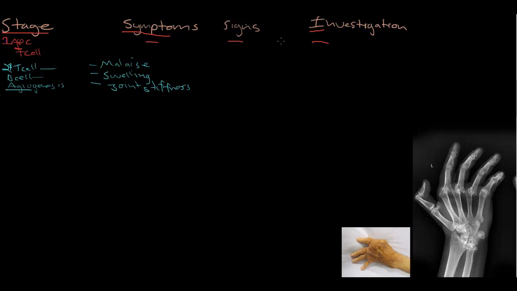In terms of signs, what you might see on exam is just swelling of the joints. They might be a bit warm. I'll just write swelling, pain, but fairly low pain, low swelling. Now on an X-ray, it's going to be pretty normal still.